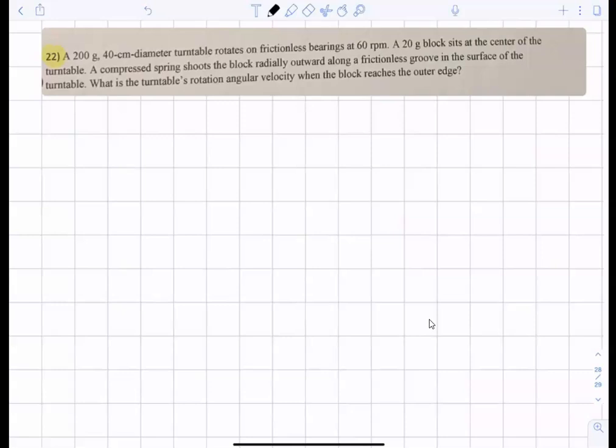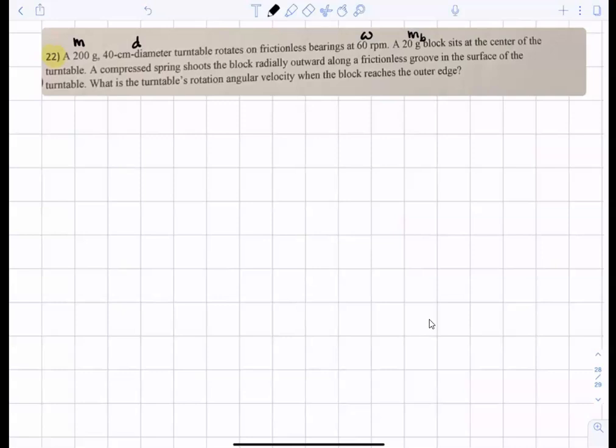So we have a mass here for the disc, we have a diameter, and we have an omega. And then you have a little block of 20 grams, so we'll call this M index B for block. It sits at the center, and a compressed spring shoots the block out. It's kind of like you can even shoot it with your own finger, right? So it shoots outward along a frictionless groove in the surface.